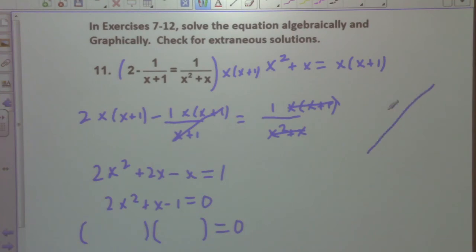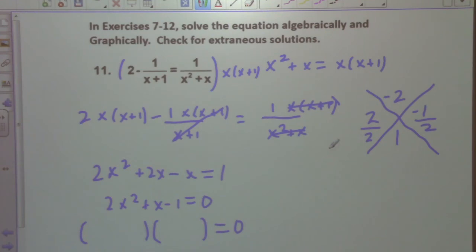Let's go look at this thing here. We got AC up here, which is negative 2. And we got B down here, which is 1. So what numbers go here? Negative 1 and positive 2. So negative 1, positive 2, and we divide by 2, right?